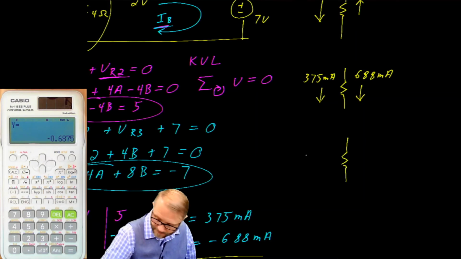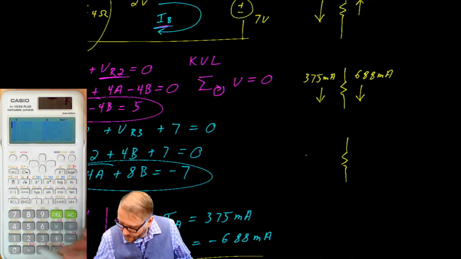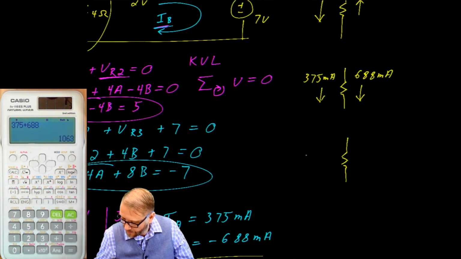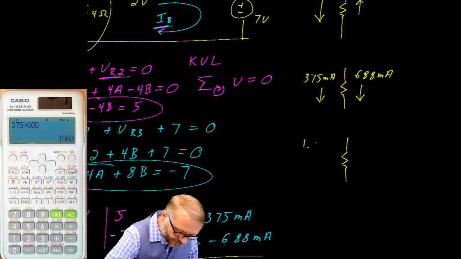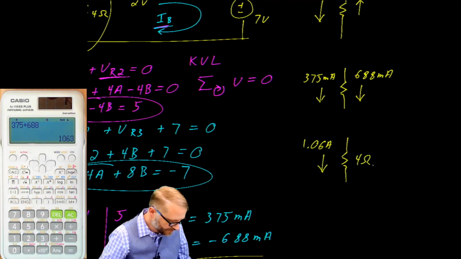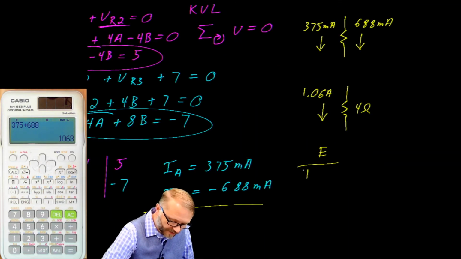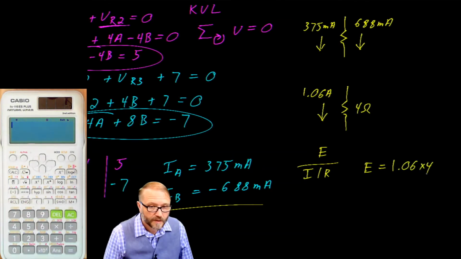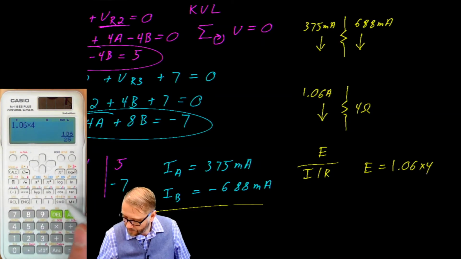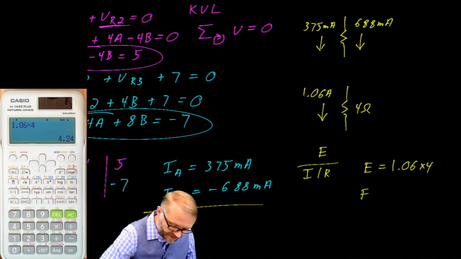Redraw this again. We have, let's see, mode normal, 375 plus 688. So we could say there is 1.06 amps in that direction across a 4 ohm resistor. Using Ohm's law, we can calculate the voltage. So voltage is equal to 1.06 times 4. So our voltage is 4.2 volts.